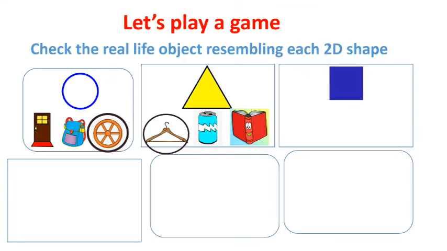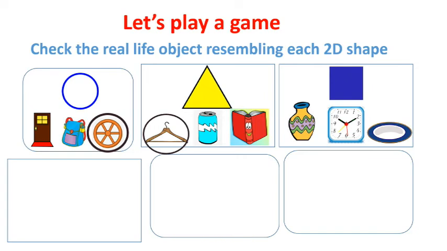A square. Can you guess any object a square resembles? A clock or a plate? Which one is the correct answer? Yes, very good. It resembles a clock. Well done.